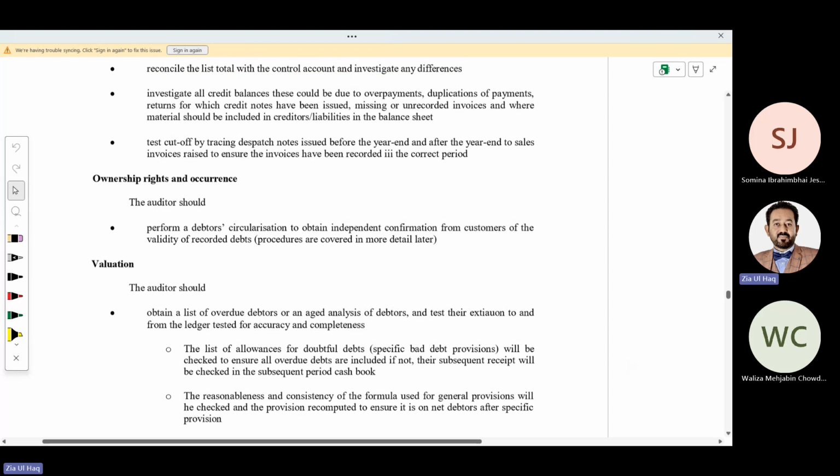For ownership, we have discussed we need to perform independent confirmation from debtors. That independent confirmation from debtors is also called circularization. We perform circularization, i.e., independent confirmation from the debtor regarding the balance, whether they agree with the balance or not.